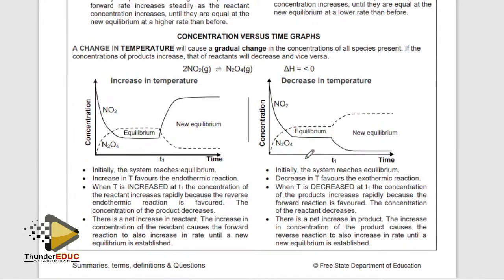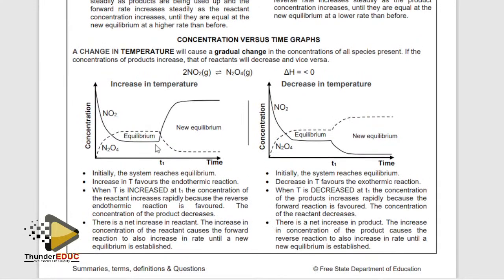So check how temperature affects. You see? Just check how the shape of the graph looks. It is not sharp. It's not straight.